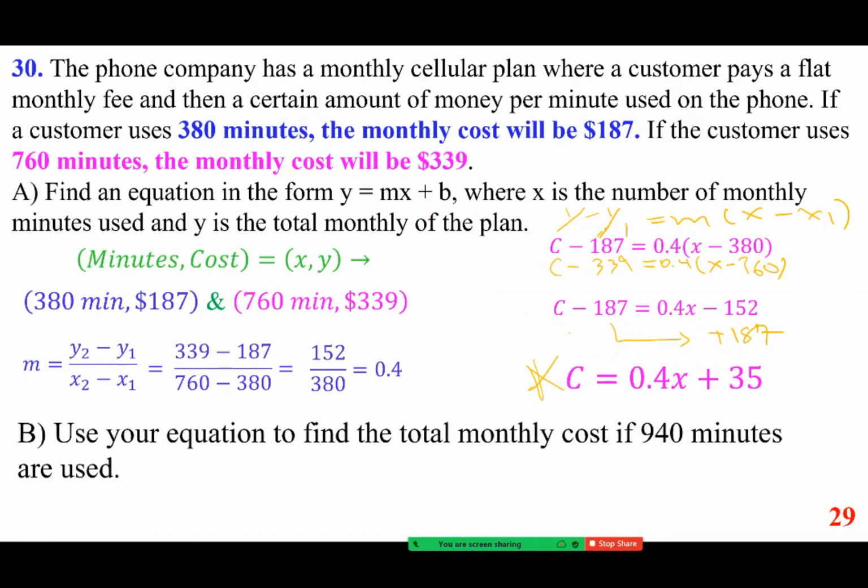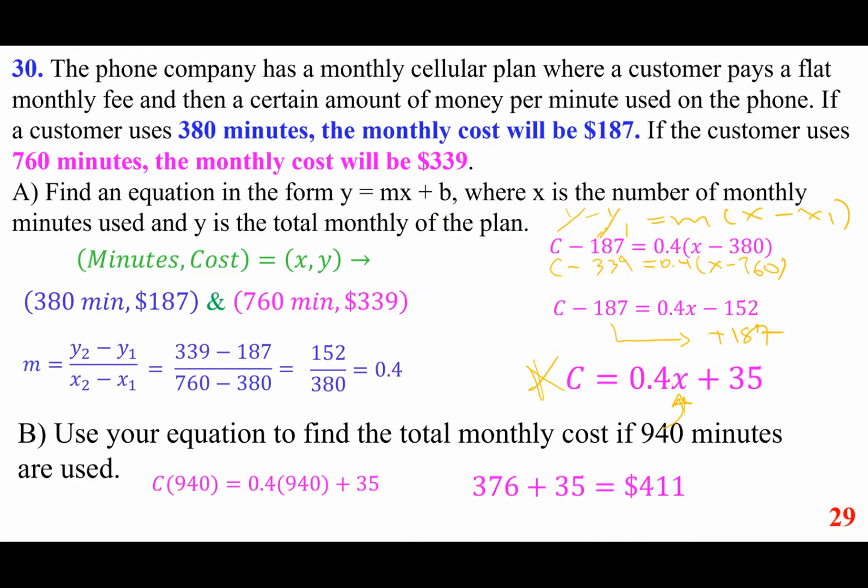Use the equation to find the total monthly cost if 940 minutes are used. So simply put, replace the x with 940. 0.4 times 940 is 376. Plus 35 is $411.